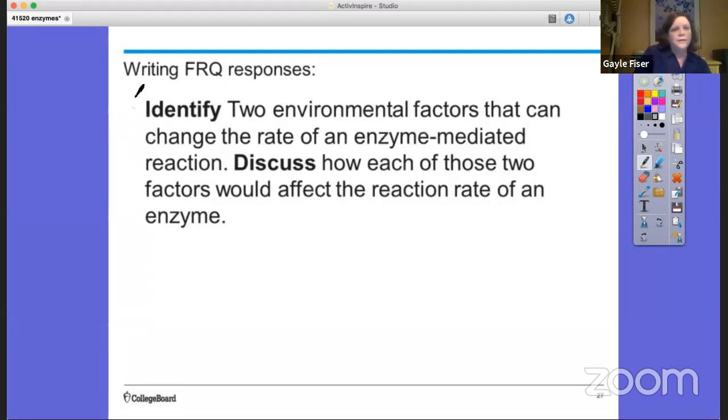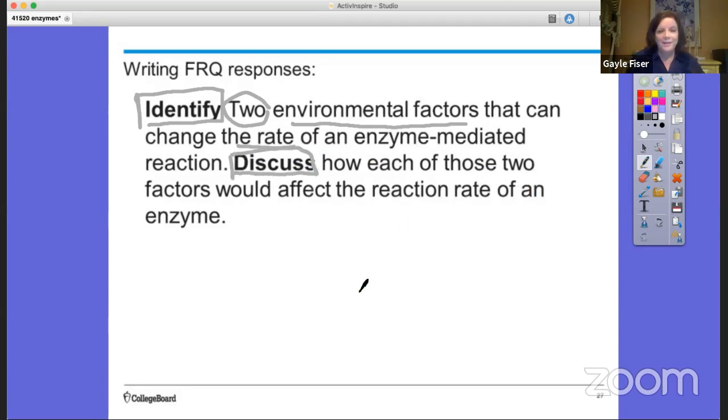And so we're going to identify. And how many? We're going to identify 2, and we're going to identify 2 what? 2 environmental factors that can change the rate of an enzyme-mediated reaction. And then we're going to discuss how that would affect them, as in, is it going to make the rate increase, or is it going to make the rate decrease? So I'll give you about 20 seconds to jot down some words really quickly to see what you think. All right, you have a couple?